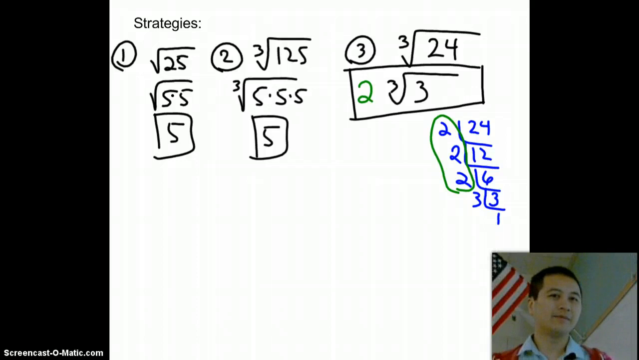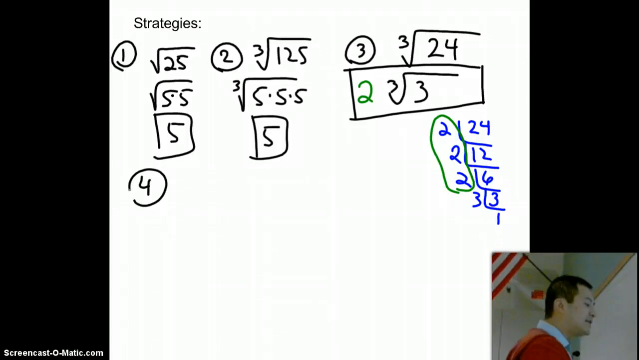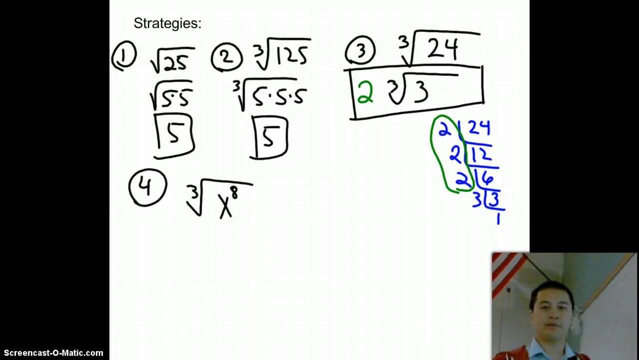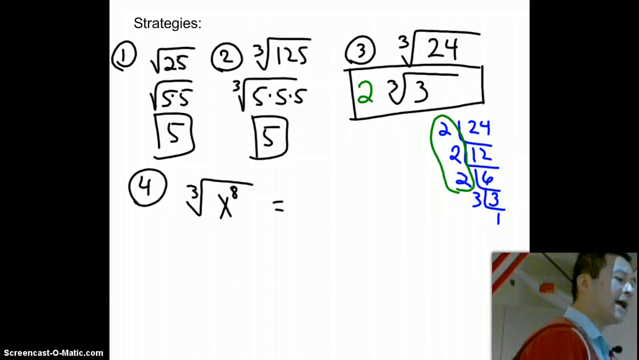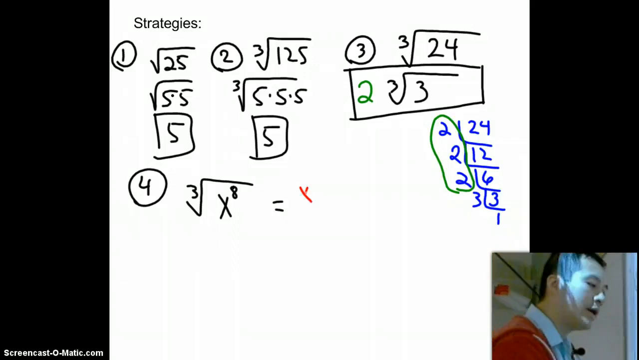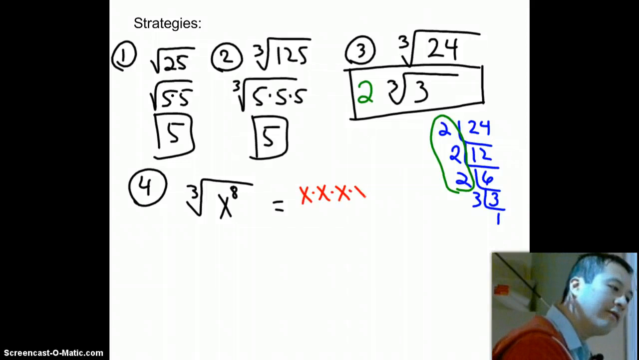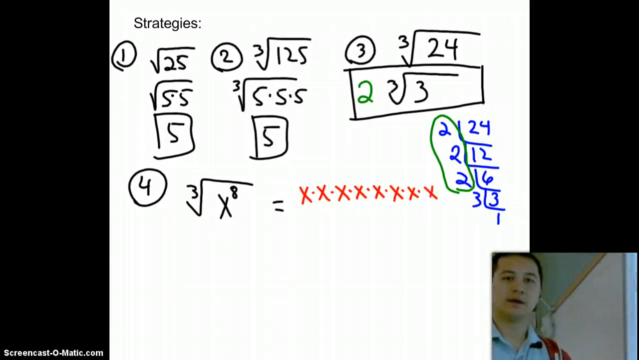Nothing too complicated? This idea still is the same with variables also. Take a look. It's the same idea with variables. Let's say I want to find the cube root of x to the 8th power. So x to the 8th power, we break it down. How many x's are there in x to the 8th power? Take a look. There's 1, 2, 3, 4, 5, 6, 7, 8.